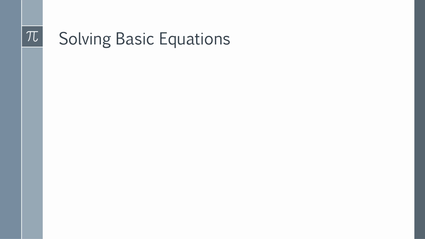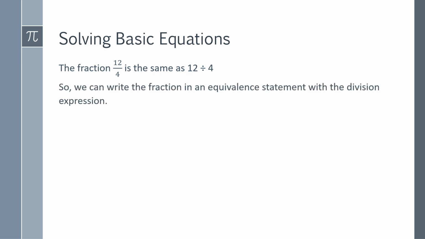An equation is a mathematical statement that states that two expressions or values are equal to each other. For example, in a previous lesson, we mentioned that fractions can also be division problems. The fraction 12 over 4 is the same as 12 divided by 4. So we can write the fraction in an equivalent statement, defining it as being equal to the value of the division expression. We can write it as 12 over 4 equals 12 divided by 4.